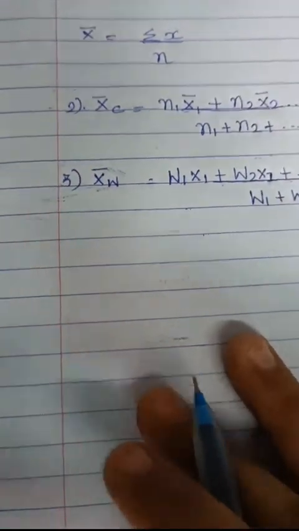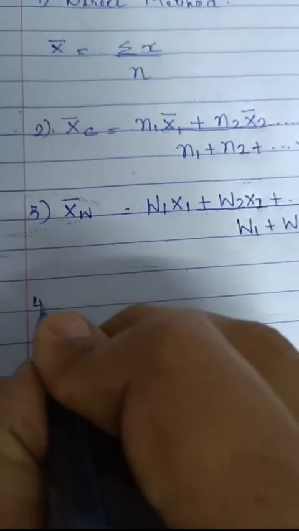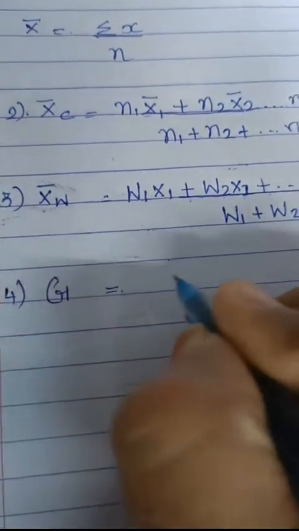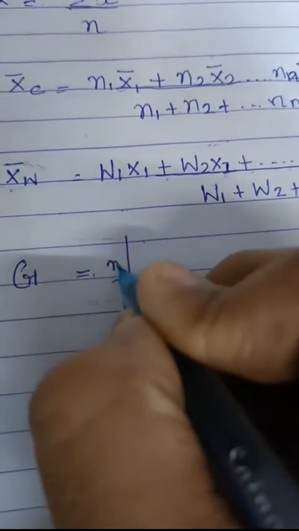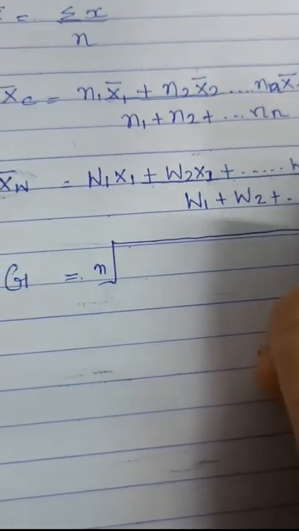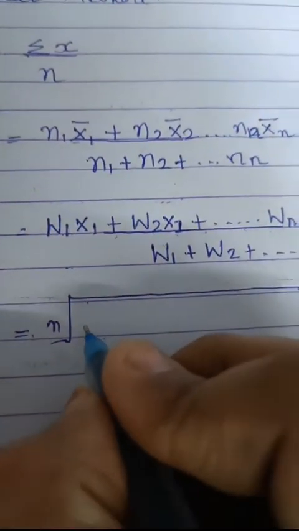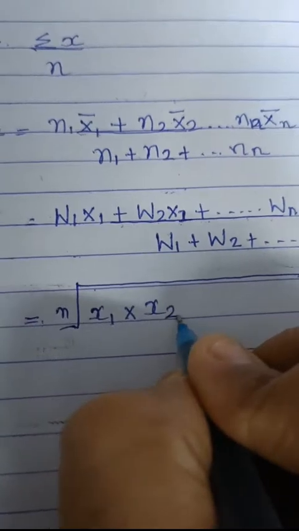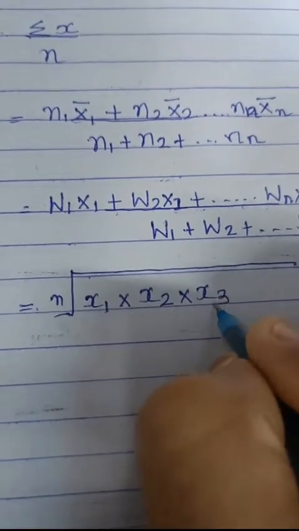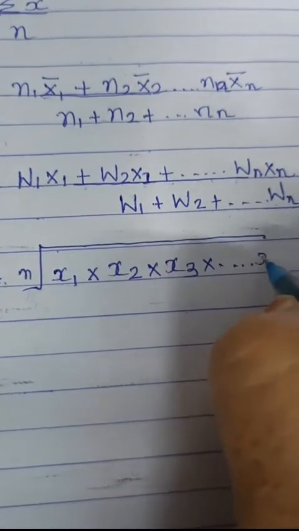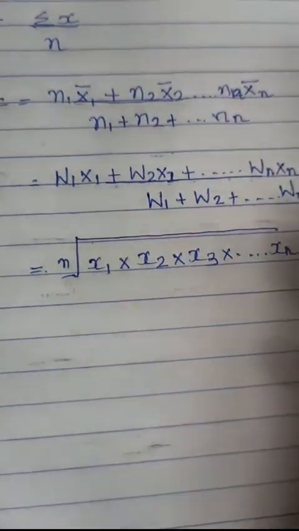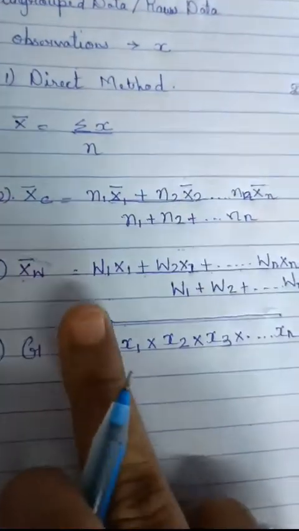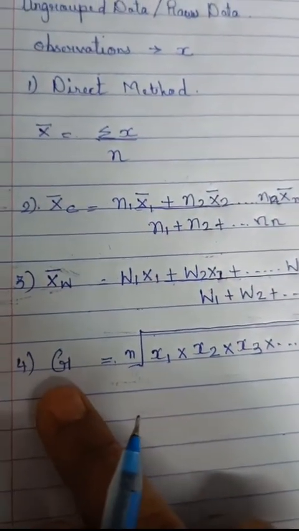Then the next, fourth, geometric mean denoted by G. The formula is the nth root of the product of the observations, that is observation x1 into x2 into x3 into so on up till xn. Is that clear? So this is the formula for mean, combined mean, weighted mean and geometric mean.